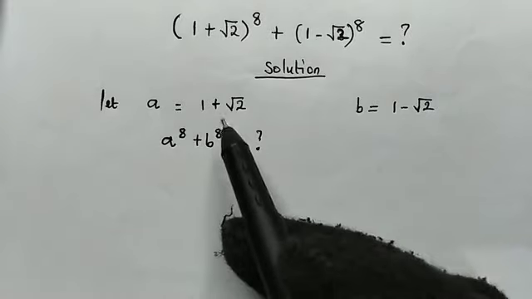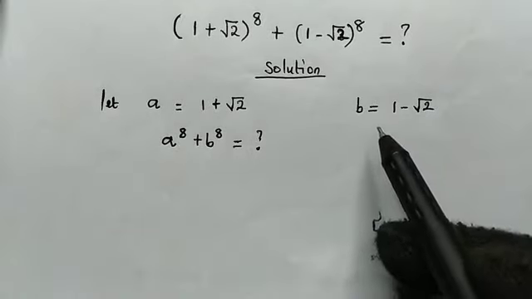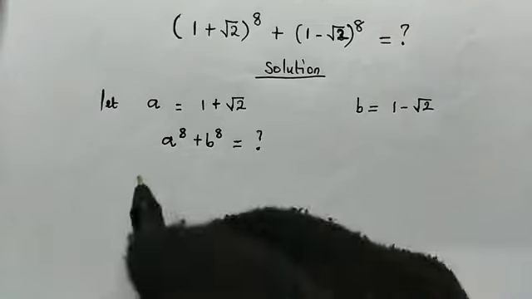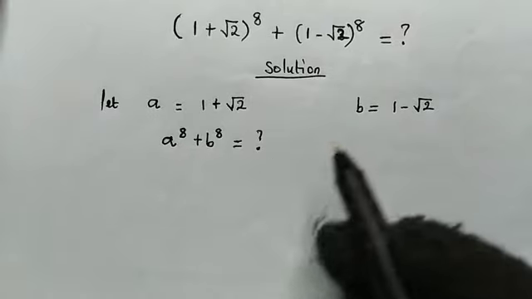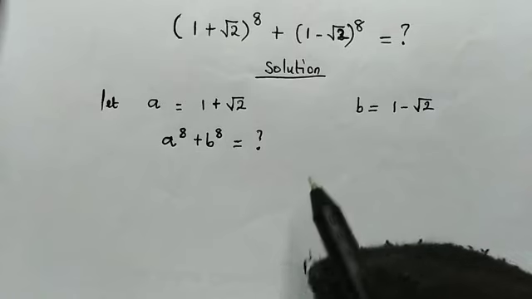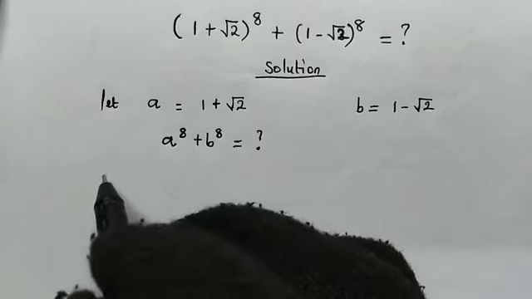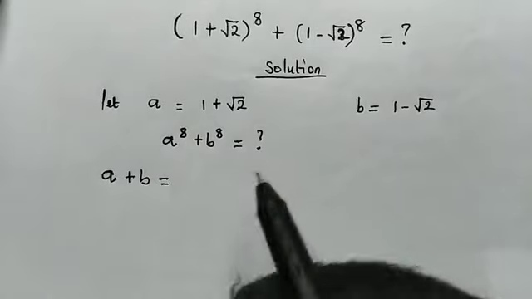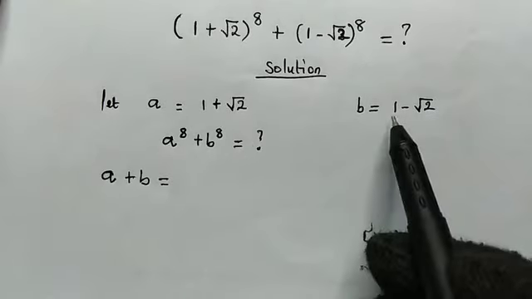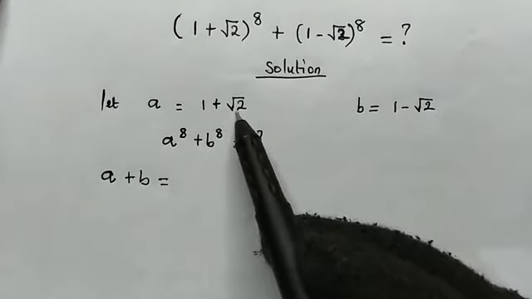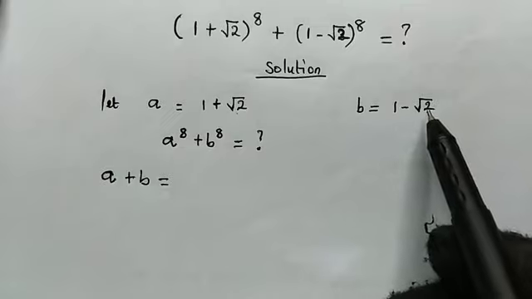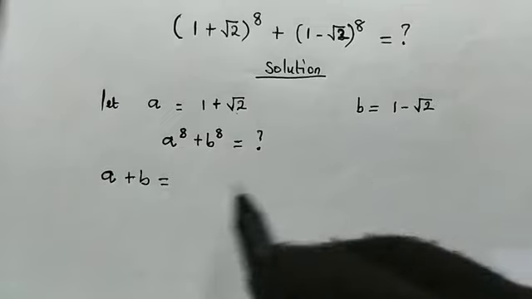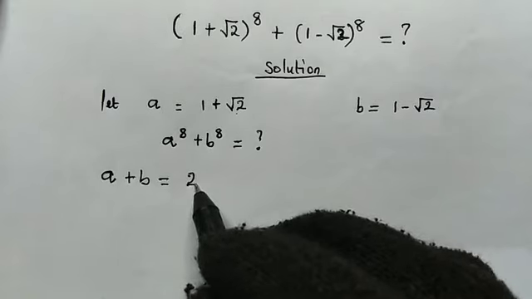So here we have A equal to 1 + √2, and B equal to 1 − √2. What happens when we add A and B? We see that the √2 will be eliminated, right? So A + B will be equal to 1 + 1 is 2. Positive √2 plus negative √2 will be 0, right? So we just have 2.